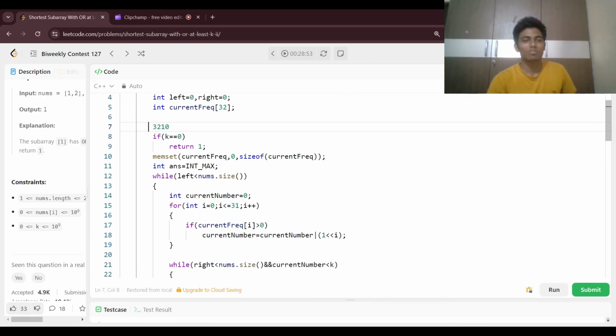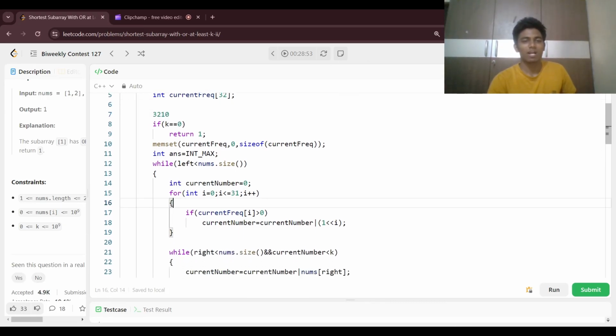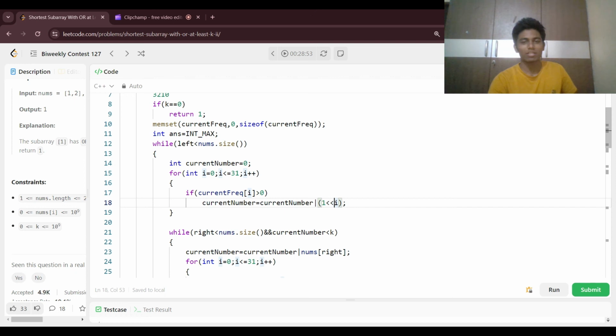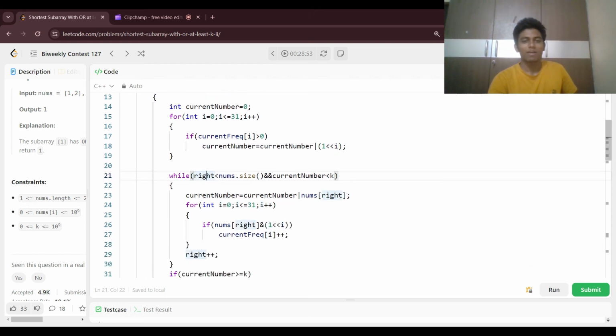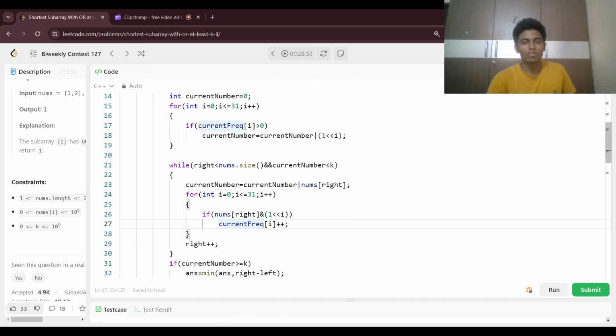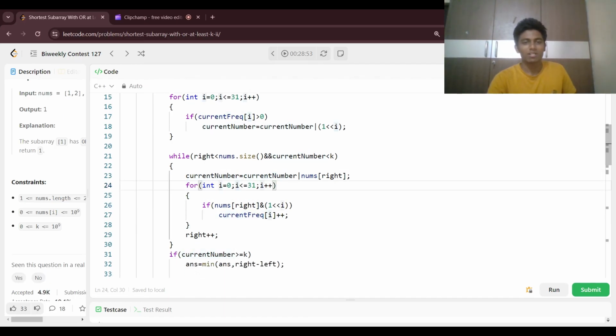And then suppose this particular frequency at I is greater than 0, then we consider that particular bit is present, and we do the OR operation on the current number with that particular ith bit set. Suppose the right is less than nums and the current number is less than k, then we are going to add the right element present in this particular nums into the sliding window, and then we are going to add the frequency of that particular element wherever the bit is present, from I equal to 0 and I less than or equal to 31, and then we are going to increment the right.